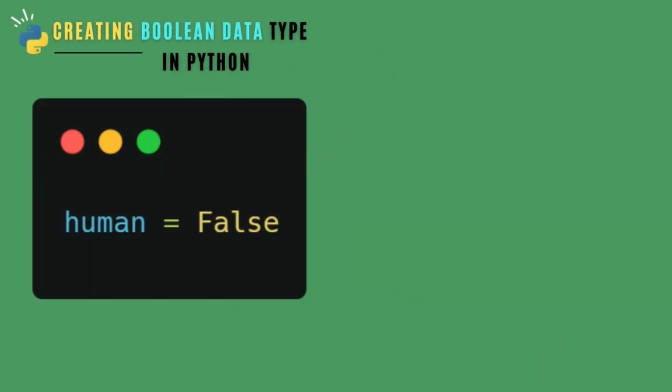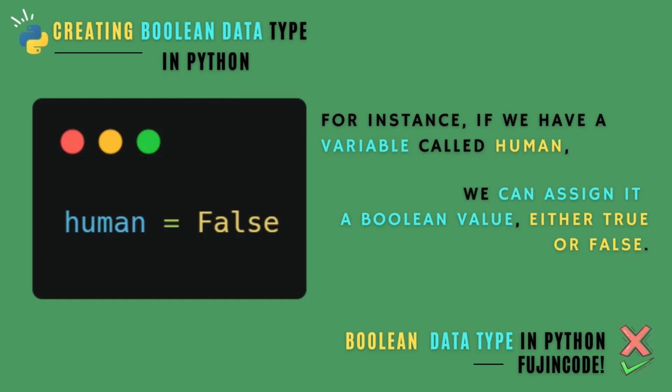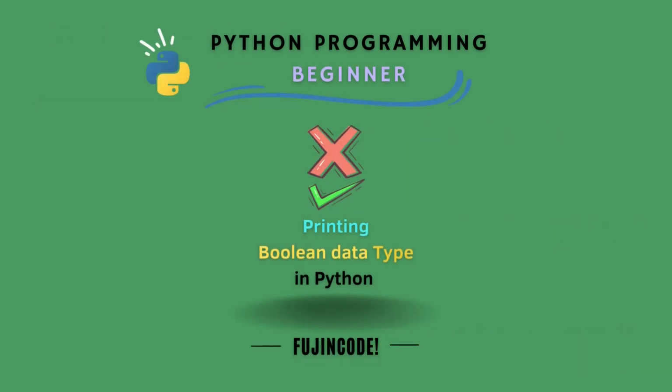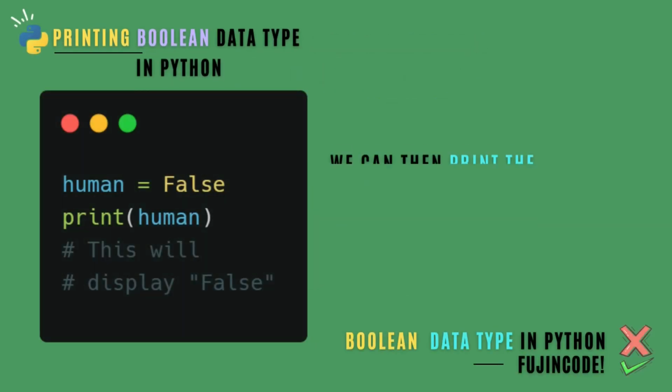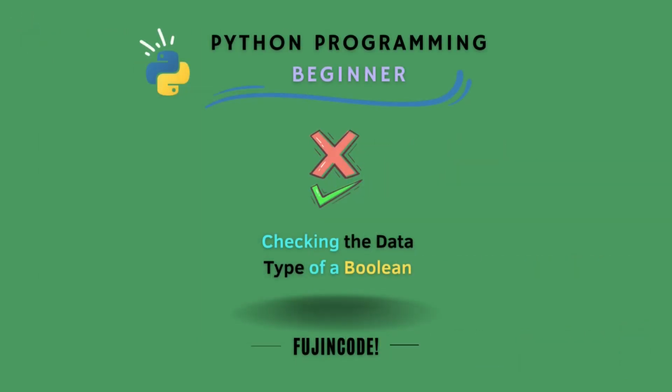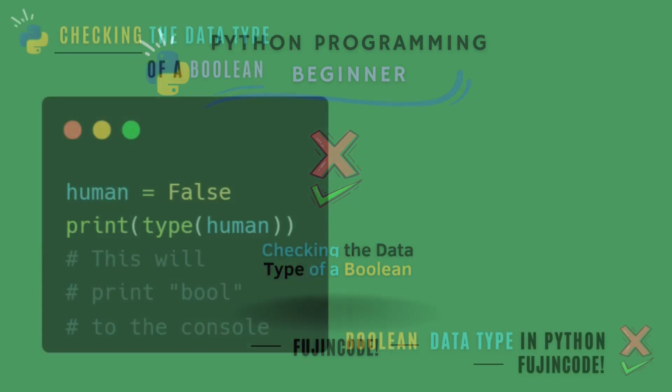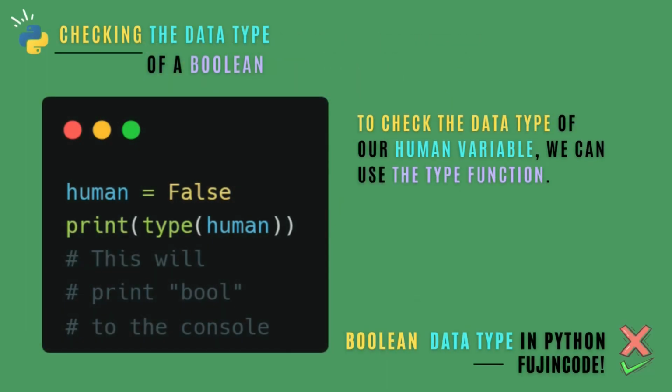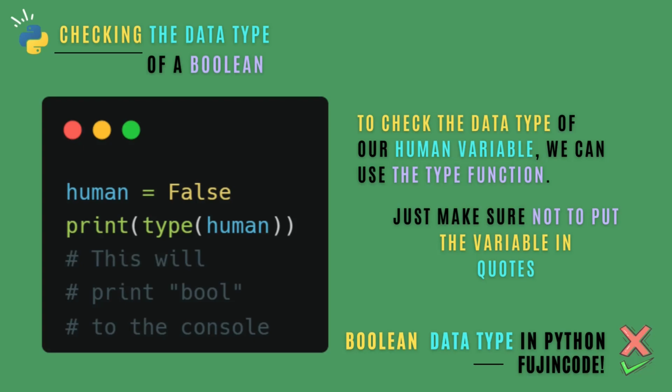Creating a Boolean. For instance, if we have a variable called human, we can assign it a Boolean value, either true or false. Printing a Boolean. We can then print the value of human using a print statement, and it will display either true or false. Checking the data type of a Boolean. To check the data type of our human variable, we can use the type function. Just make sure not to put the variable in quotes, otherwise it will be treated as a string and won't behave like a Boolean.